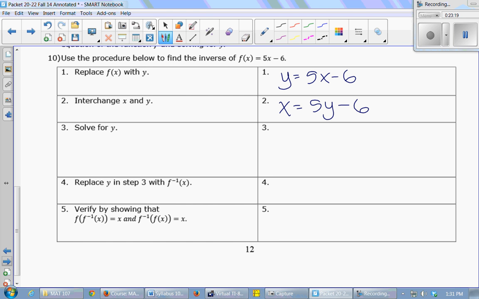Next step would be solve for y. So you add 6 to both sides and divide both sides by 5. Finally, replace y with an f inverse of x. And then you should show that if you compose the two functions, you always get x.